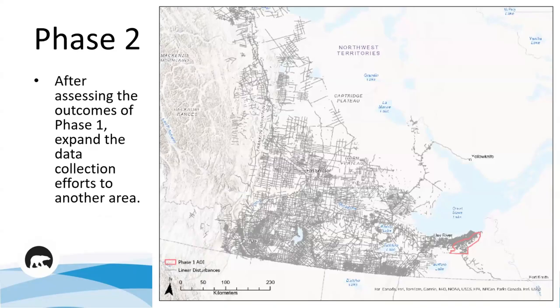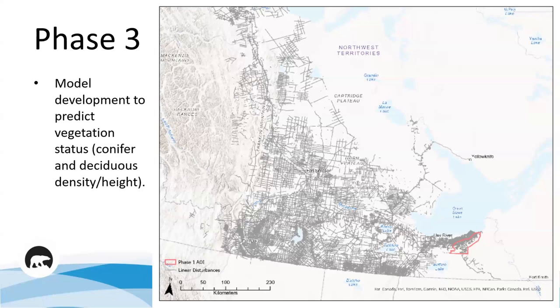Phase 2, we're going to assess the outcomes of that first AOI, how it went, take some lessons learned and apply it somewhere else in the territory. Basically just expand our data collection process to another spot to have better geographic representation across the territory. So that's phase 2, basically the same thing as phase 1, just somewhere else. We've been toying around with a few areas. It'll likely be somewhere in the southern portion of the territory, but exactly where, we're not sure yet.